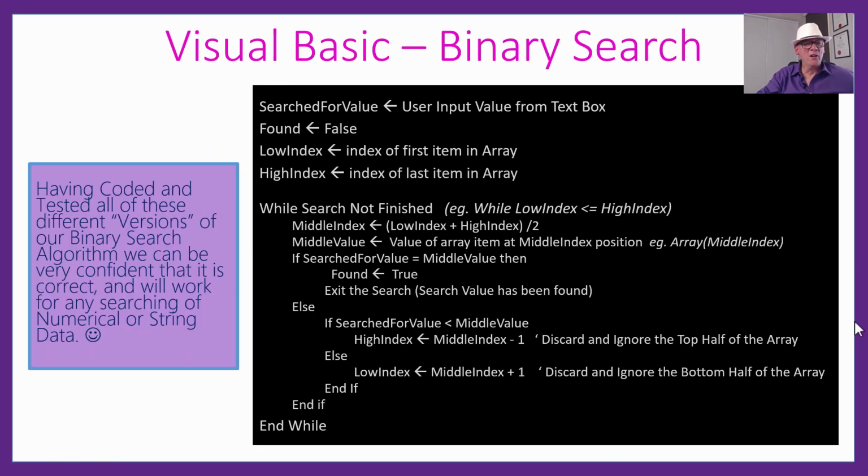Okay, so having coded and tested all these different versions, we're very confident, well, except for the 22nd of the 2nd, 2019. We're not confident about that at the moment. But look, this algorithm seems to work. Everything seems to be good. It seems like a great algorithm and must be the correct one for doing binary searches.